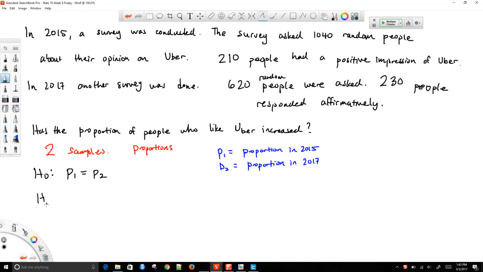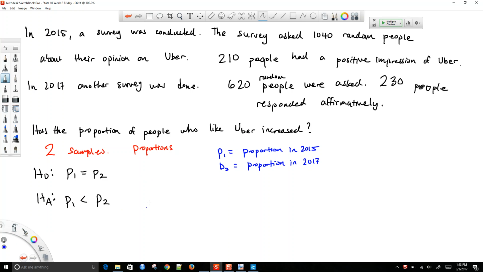Okay, what is the alternative? Has the proportion of people who like Uber increased? What does that mean? That means we're expecting P2 to be larger than P1, so we would write P1 is less than P2. Okay, is that all right?